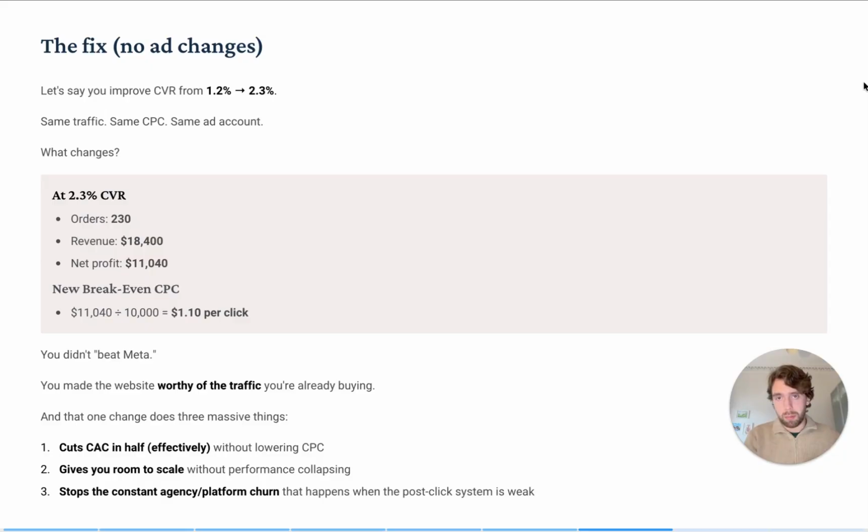From an absolute standpoint, you might find yourself facing the same problem, and you need to fix the next bottleneck. But that's still a much better position than where you were, because ultimately, the more customers you've got, the better. Just as a rule. You didn't beat Meta in this scenario. You just made the website worthy of the traffic that you were already buying, and that one change has done three massive things. Like I said, it cuts that CAC in half without lowering the CPC. It gives you room to scale without the performance collapsing. And it also stops that constant agency and platform churn that happens when the system's weak.